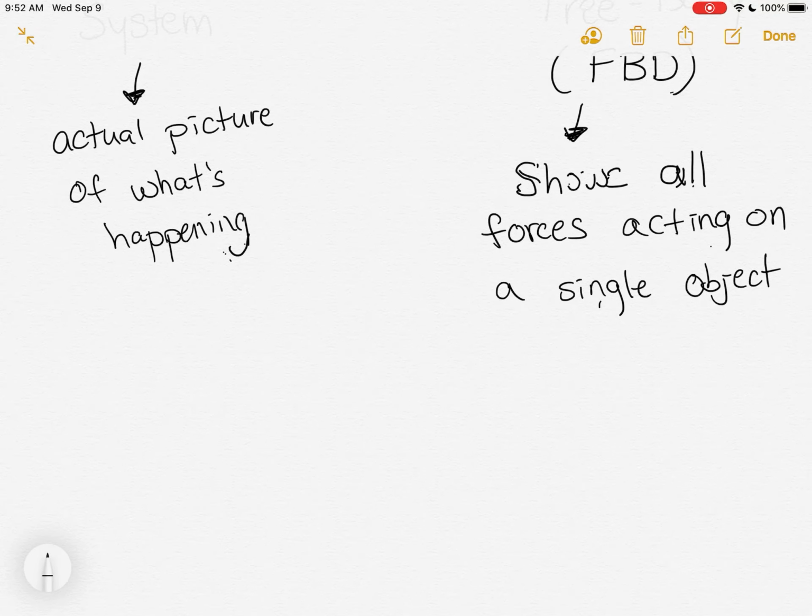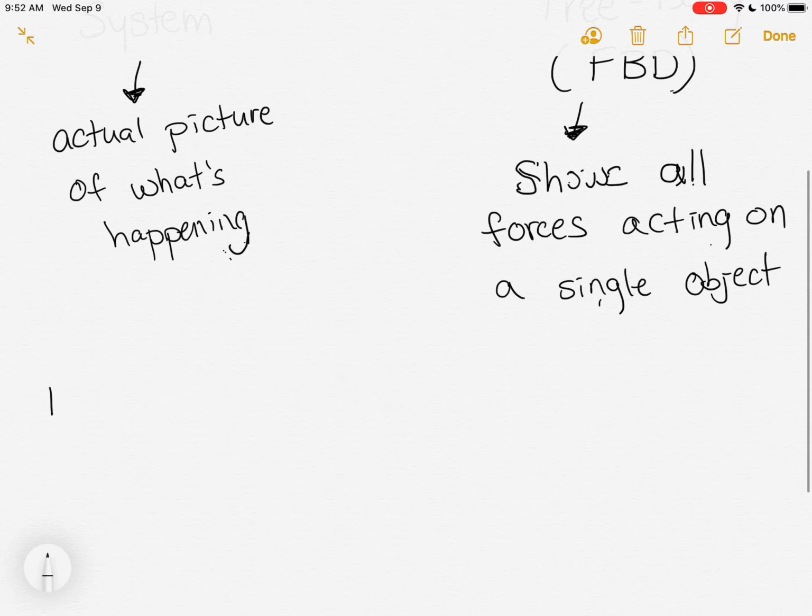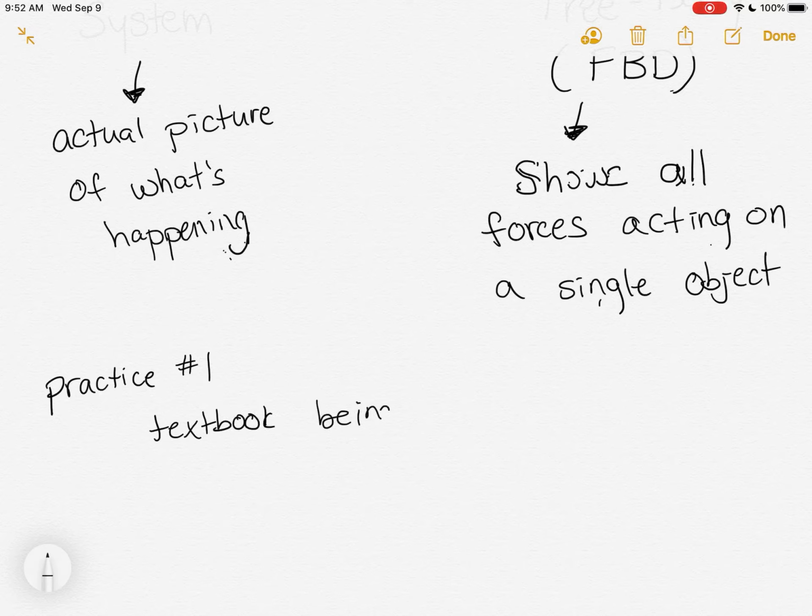All right, so in order to look at system diagrams and free body diagrams, we are going to do some examples. We're just going to try this practice number 1. We have a textbook being pushed across the table.